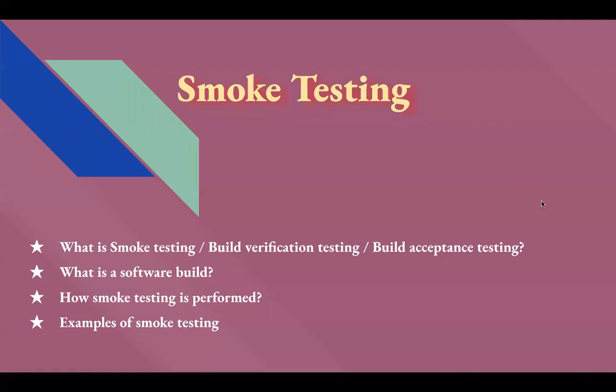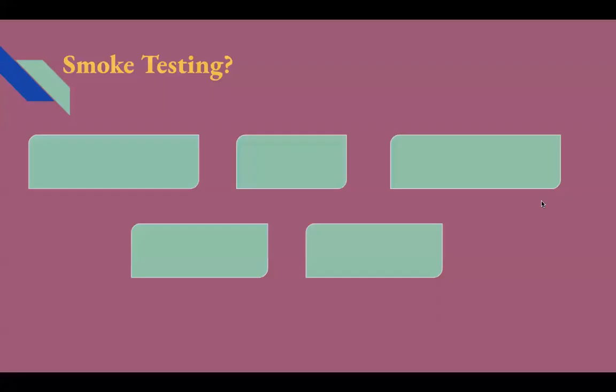In this video, you will learn about smoke testing. Smoke testing is also called build verification testing. To start any type of testing, whether it's regression or system testing, smoke testing is performed first. It is performed when the QA team receives the software build from the development team for testing.